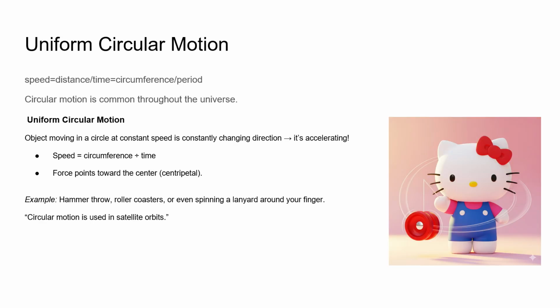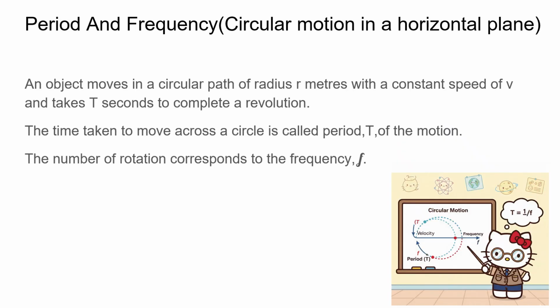Circular motion in a horizontal plane. Uniform circular motion: speed is equal to distance over time, or circumference over period. Circular motion is common throughout the universe. Now here we have known that with centripetal motion, force points towards the center. Given examples beneath. Period and frequency for circular motion in a horizontal plane.